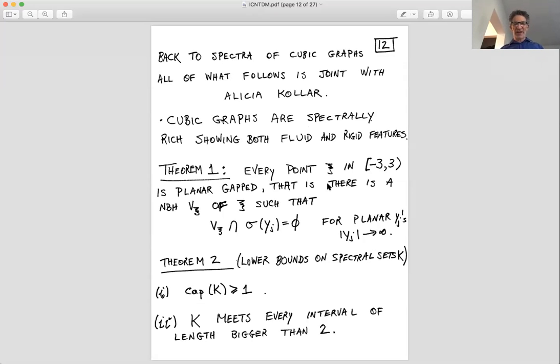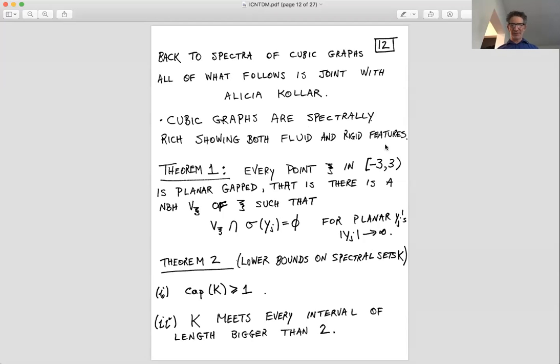And can we find an open neighborhood about such a point, and an infinite sequence of three regular graphs, so that the spectrum of the three regular graphs does not meet the interval? In other words, can you gap? So in practice, if you wanted to create three regular graphs which don't have an eigenvalue near a given point, can you arrange that with larger and larger three regular graphs?